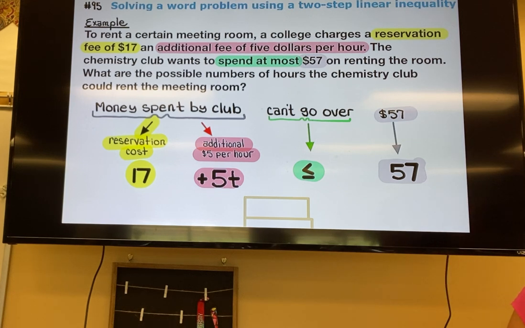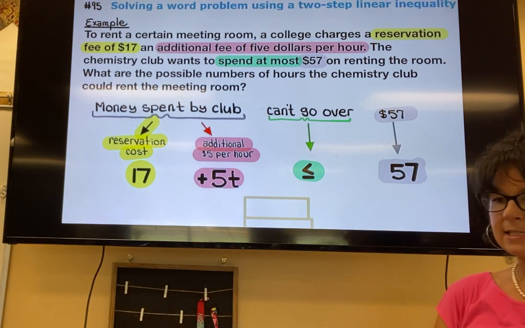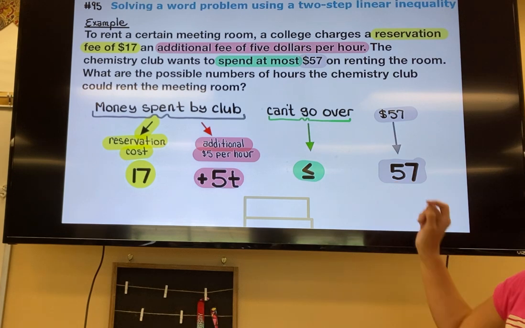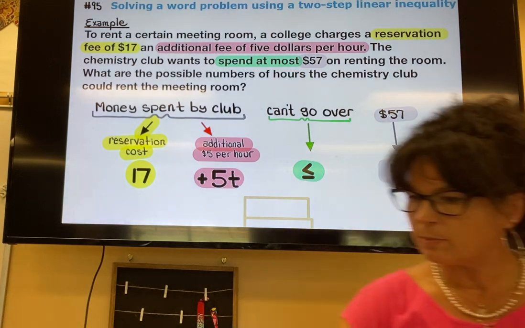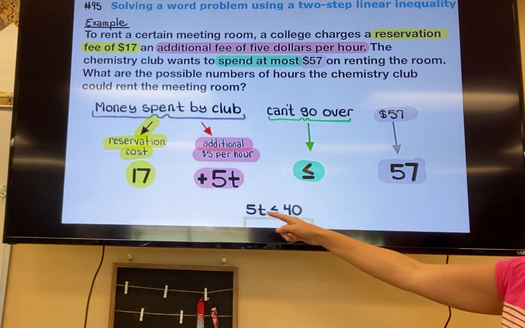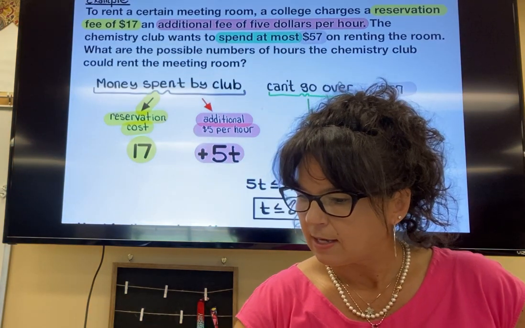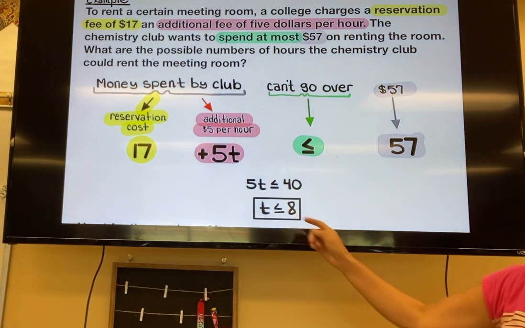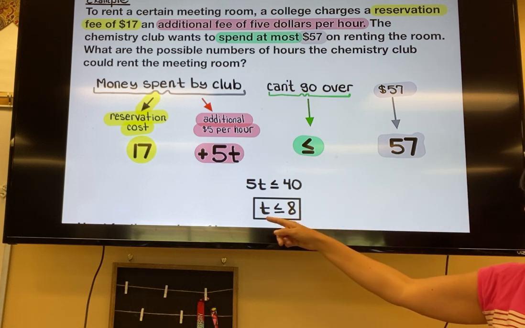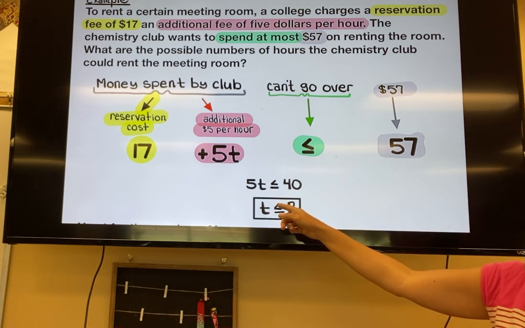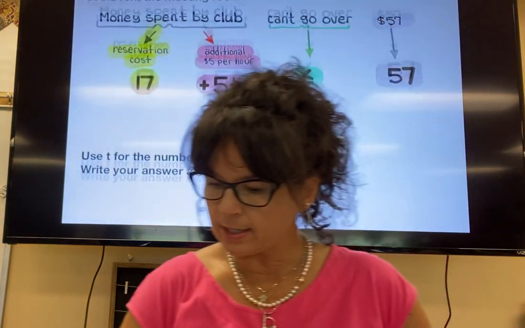So to finish solving that, I'm going to move the 17 to the other side by subtracting 17. If I subtract 17 from both sides, I'll still have 5t is less than or equal to, and that'll be 40. And then get rid of multiply by 5, so I'm going to divide by 5. If you divide both sides by 5, I get 8. So the amount of time that they could rent this room for is any amount of hours that are less than or equal to 8. Okay, so here's just one more example.